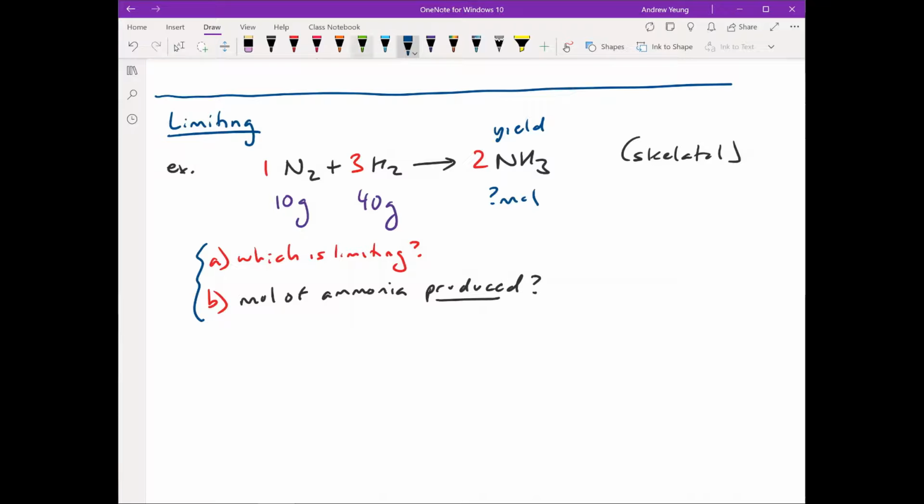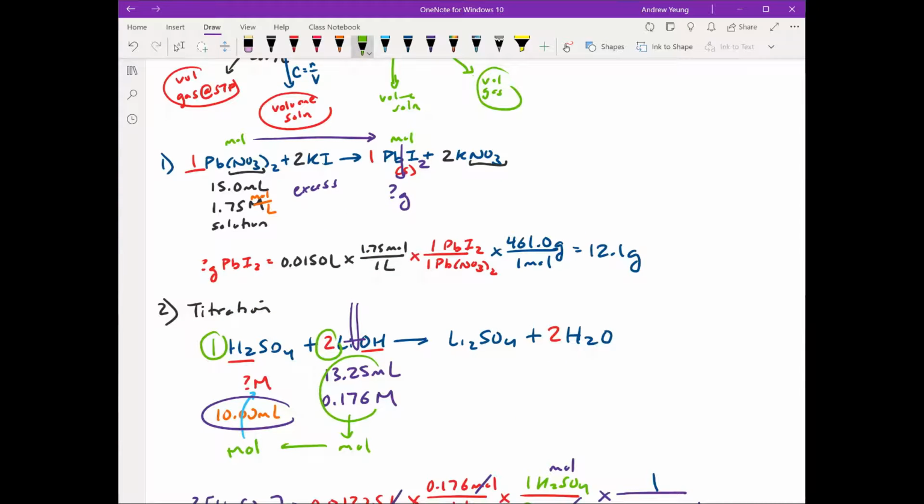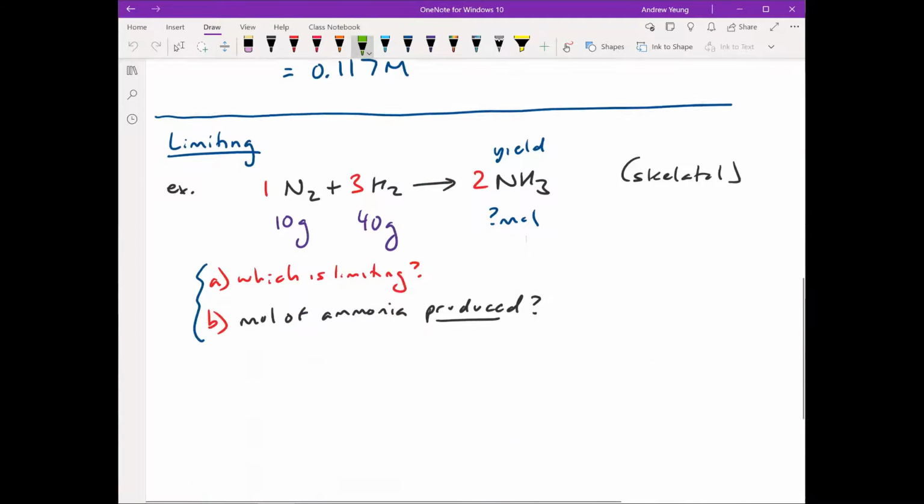If you remember here, our strategy was actually, let's just do what we know. Let's go from the information about one ingredient, let's jump over to product, let's pretend each of them are limiting one by one. Whichever one produces less yield was the one that actually ran out first. So that's what I'm going to do here. I have the 10 and the 40.